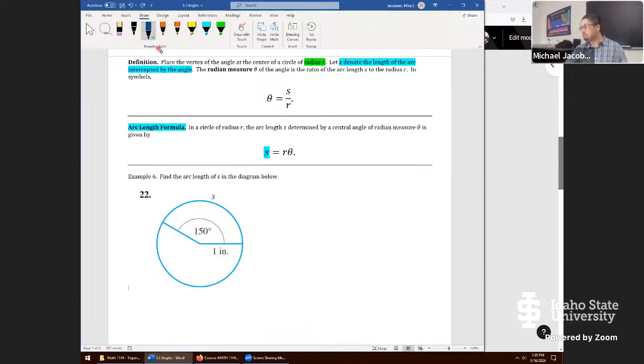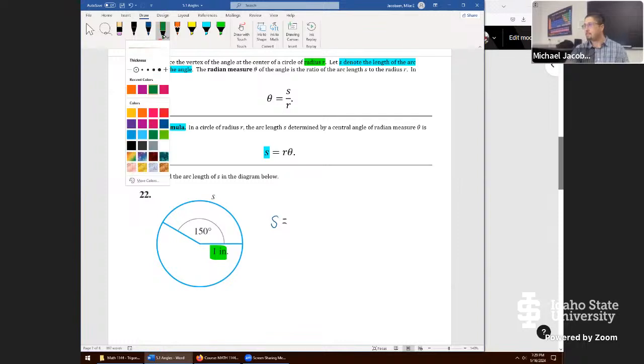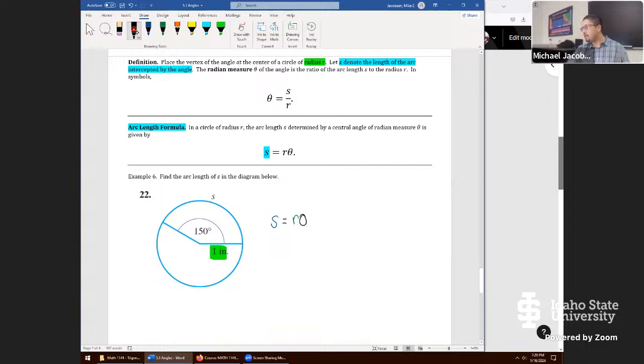S for the arc length. It's going to be equal to R. We have a radius. Here it is, 1 inch. And then it's going to be multiplied by theta. And we do have theta. It's here, 150 degrees, but we're actually stopped right at this step. Anyone notice what the problem is at the moment?